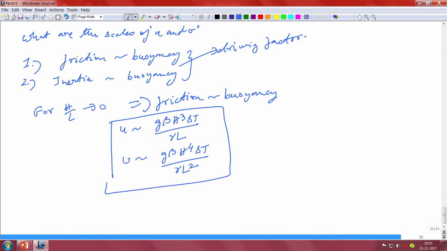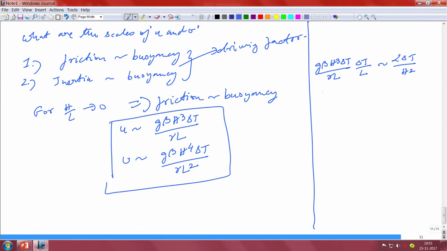Now, we can take these u and v values and substitute them in the governing equations, the scales that we actually determined. What will happen if we substitute them in the energy equation? This will become g beta h cube delta T by gamma L, delta T by L, scales as alpha delta T by h square. Therefore h L square Ra_H scales as 1. So, this is once again the vertical conduction.